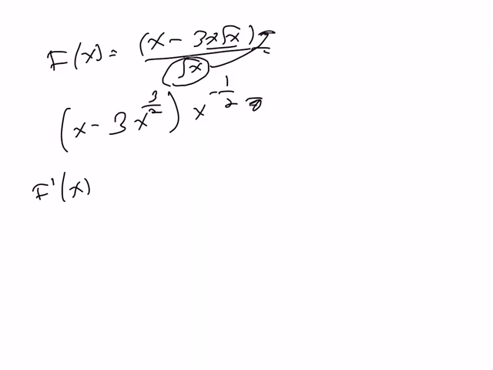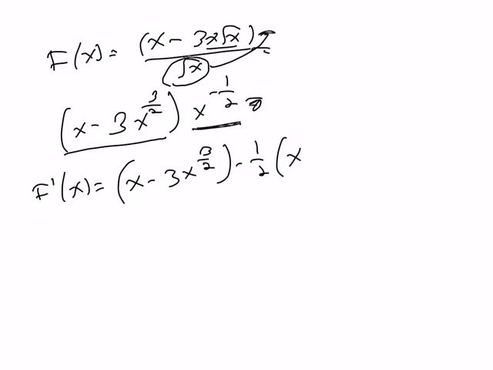So f prime of x is going to be this times the derivative of that, which is x minus 3x to the 3 over 2, times the derivative of that, which is negative a half times x to the a half minus 1, which is negative 3 over 2, and then plus this, so x to the negative a half times the derivative of that, which is 1 minus, what is it, 9 over 2 x, and then that becomes negative a half.